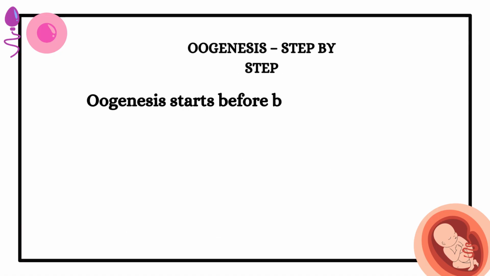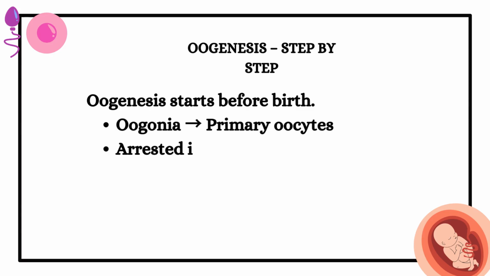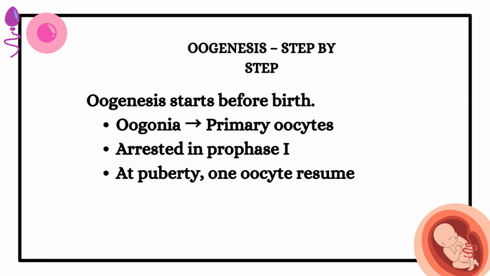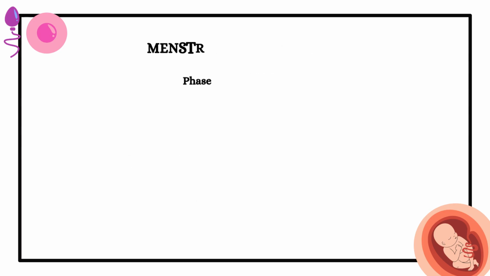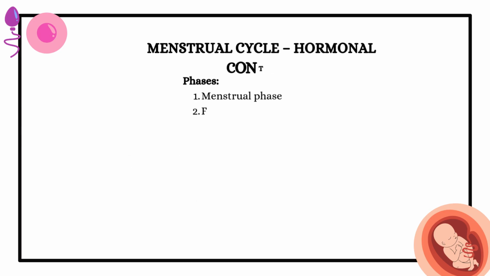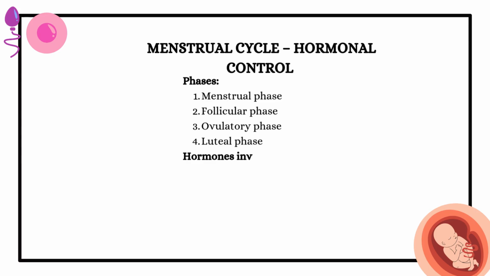Oogenesis. Oogenesis starts before birth. Oogonia turn into primary oocytes, which then get arrested in prophase 1. At puberty, one oocyte resumes meiosis each cycle. Menstrual cycle hormonal control. It has four phases: menstrual phase, follicular phase, ovulatory phase, and luteal phase. Hormones involved in the menstrual cycle are GnRH, FSH, LH, estrogen, and progesterone.